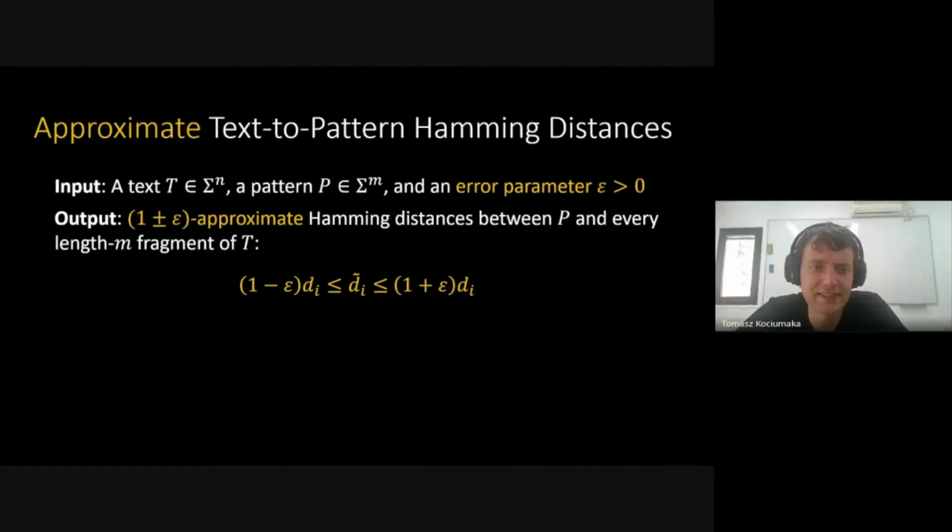And on the output, instead of the exact Hamming distances, we are allowed to give 1 plus minus epsilon multiplicative approximation. In other words, we produce the sequence d-tilde of approximate Hamming distances, so that the approximate distance is at least 1 minus epsilon times the exact distance, and at most 1 plus epsilon times the exact distance. And that's the main problem I will be talking about in this presentation.